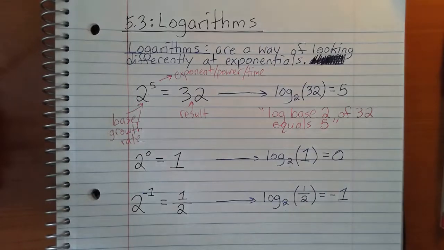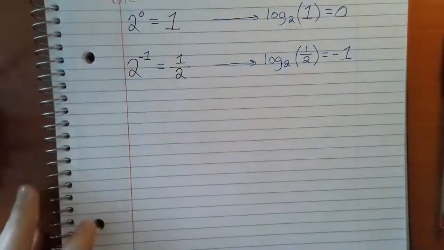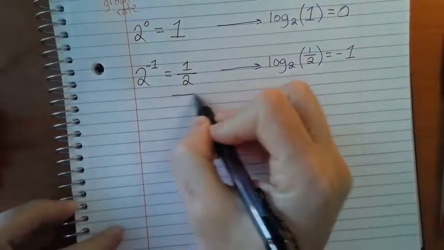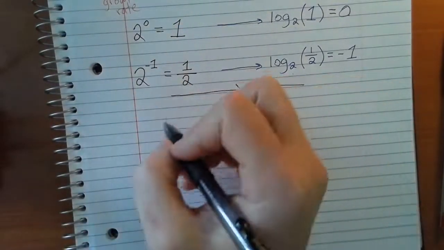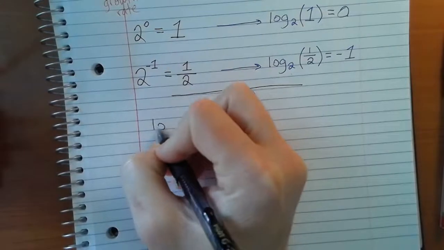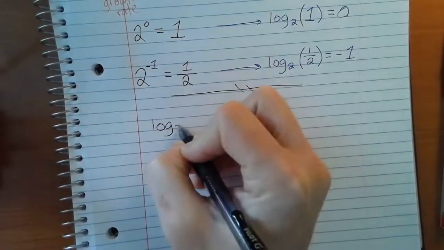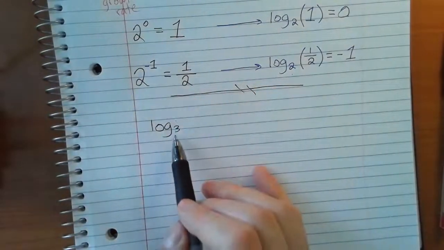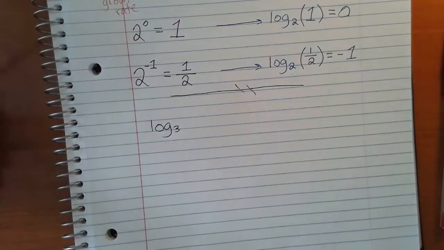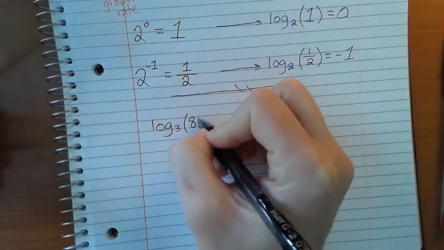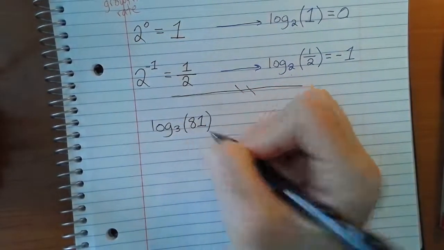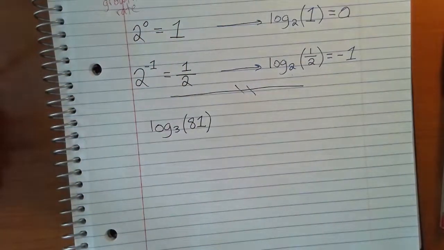Now let's look at a little bit different of a scenario here. If we don't have a plant that's doubling anymore, let's say that we have a plant that is tripling. So log base 3. Our growth rate is 3, and our plant is tripling in size every day. And we want to know how long it would take to end up being 81 times bigger than when it started.